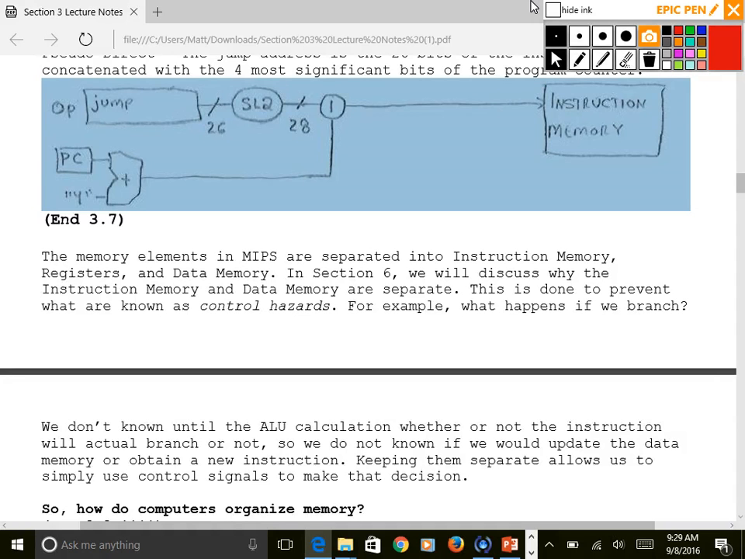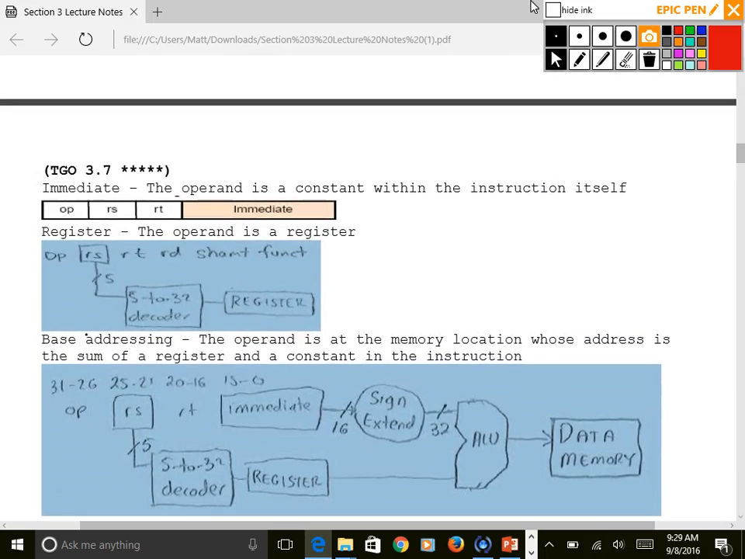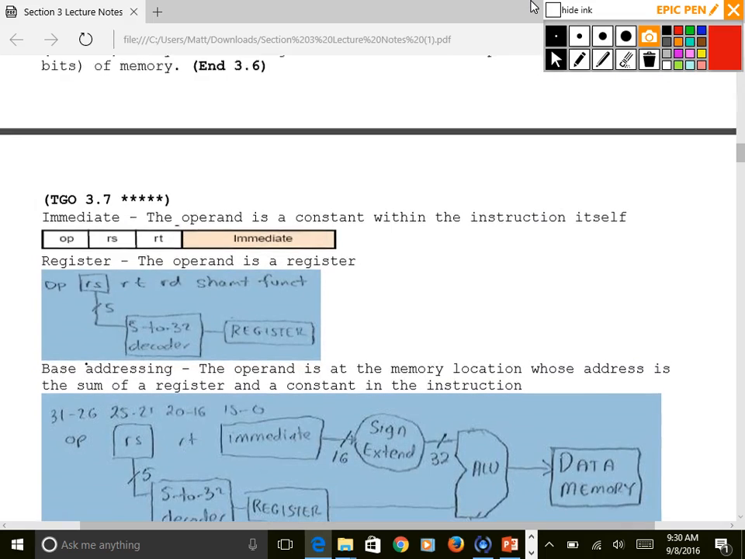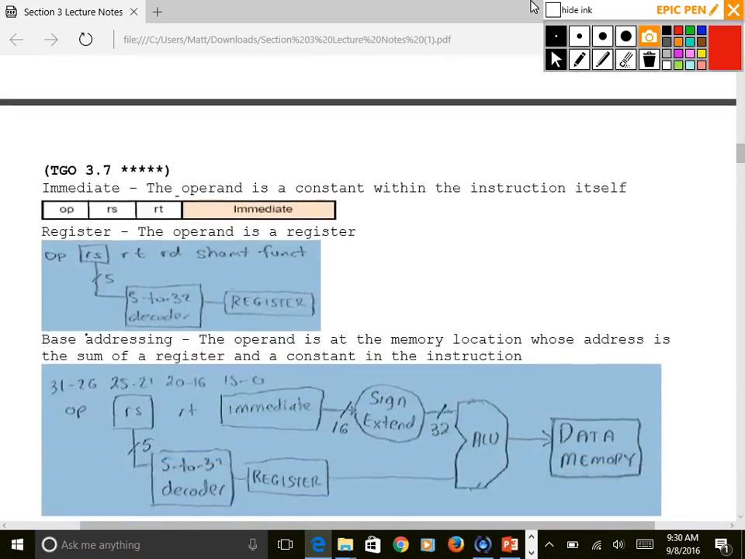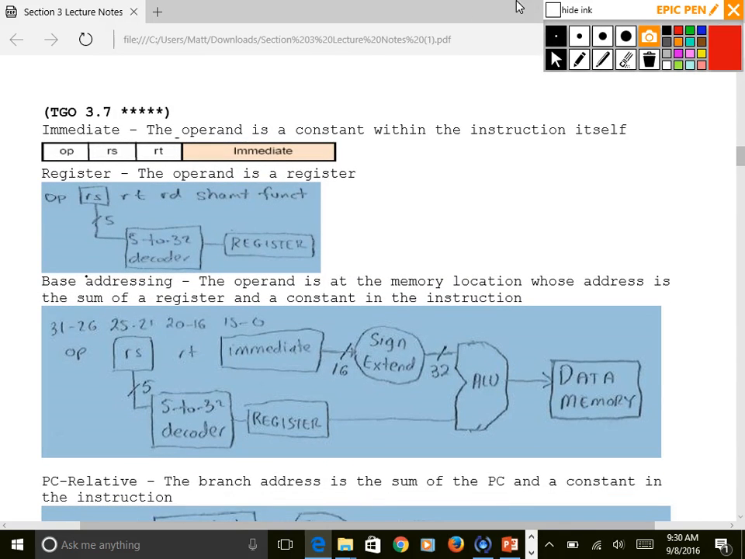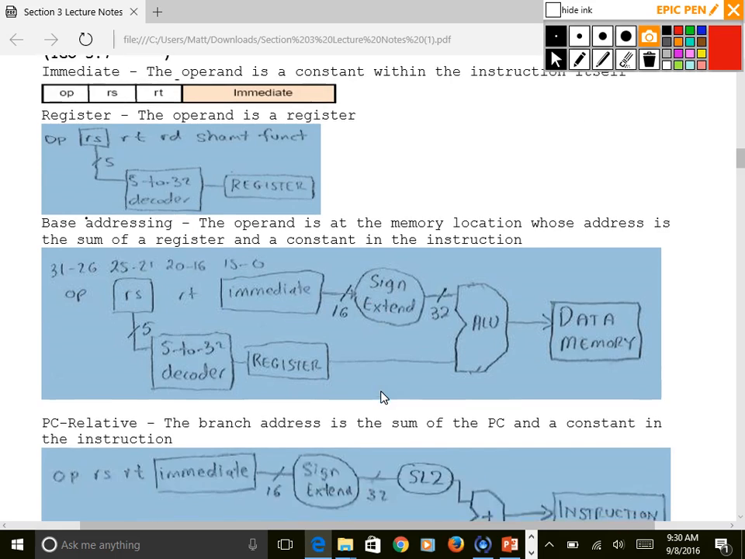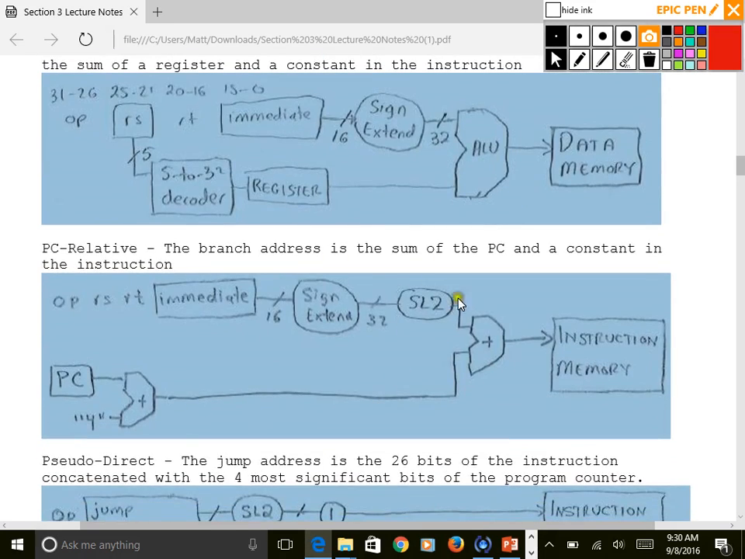All right, so last lecture we went over all the different types of memory addressing. So we had immediate, register, base addressing, where we take a value from a register, add it to the immediate value, and sign extend it to get our base addressing. What's the term for it that we have to shift left in PC relative? What type of addressing are we doing in MIPS?